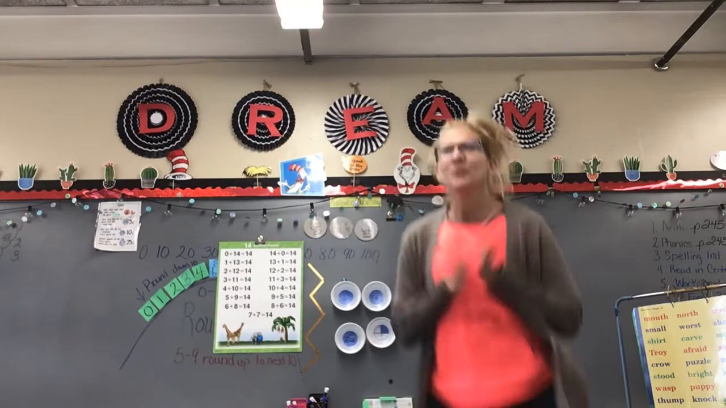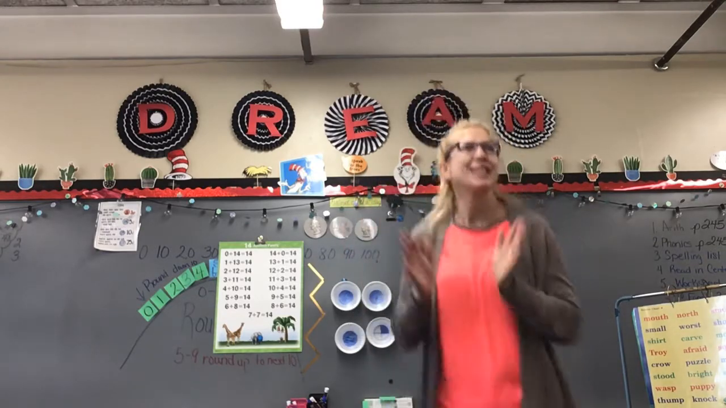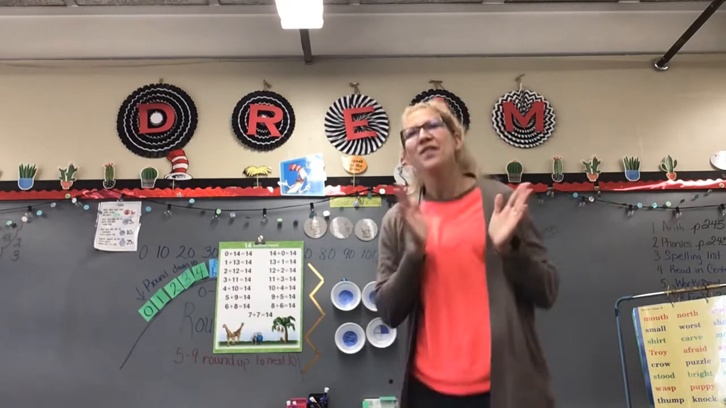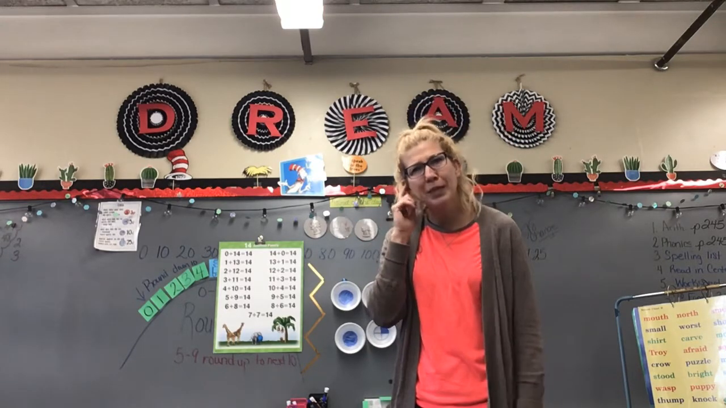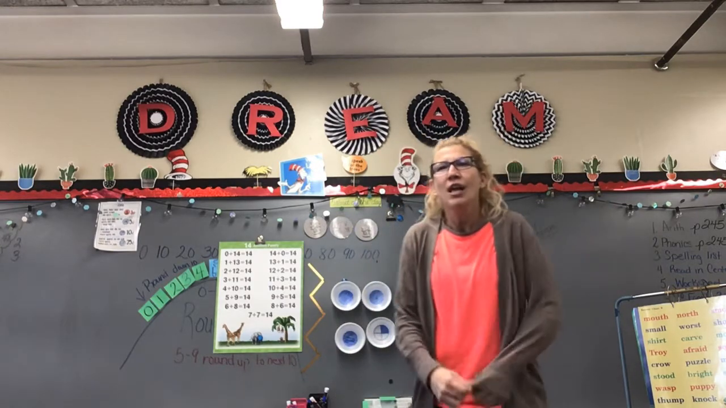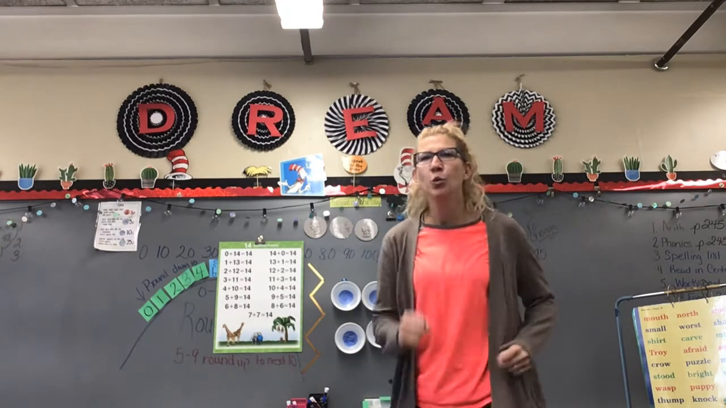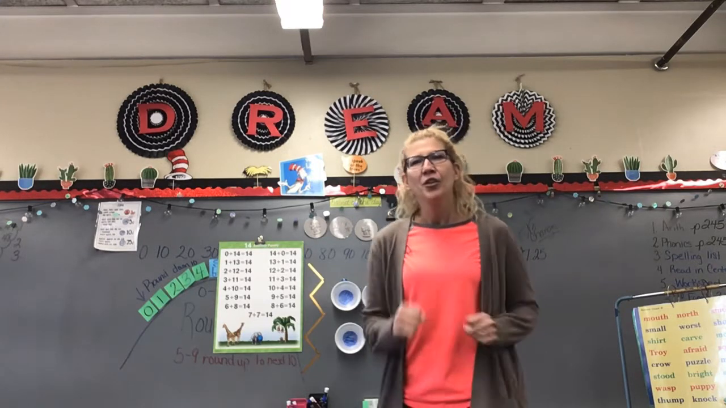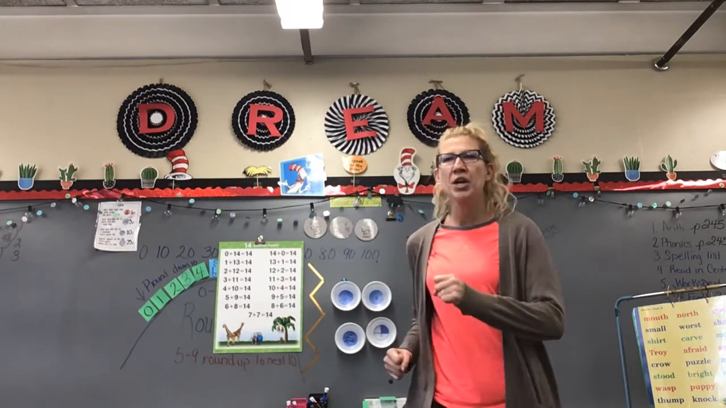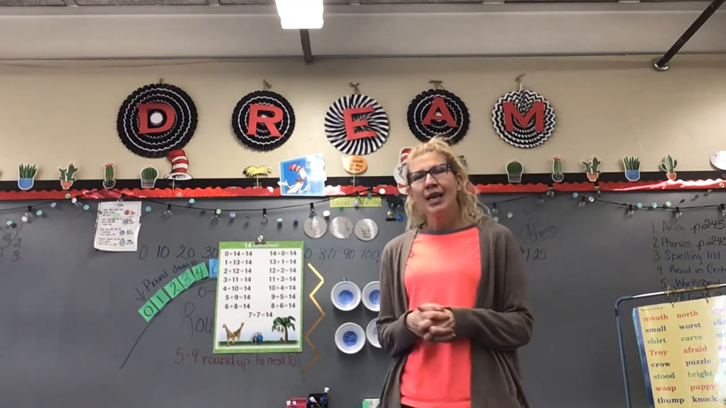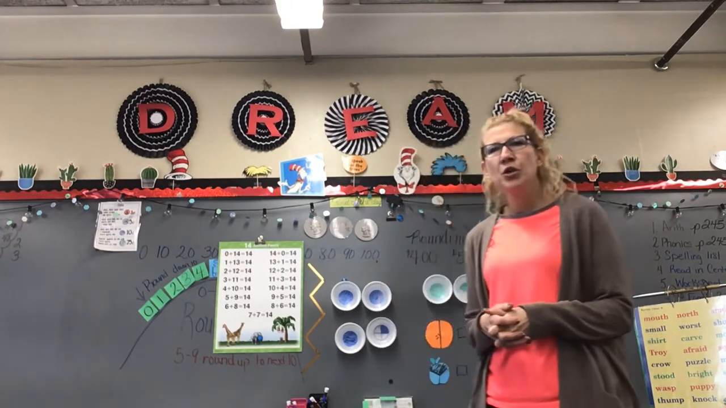4, 8, 12, 16, 20, 24, 28, 32, 36, 40, 44, 48. That was really bad. I made a mistake. Let's try it one more time, walking in place. 4, 8, 12, 16, 20, 24, 28, 32, 36, 40, 44, 48. Good job.